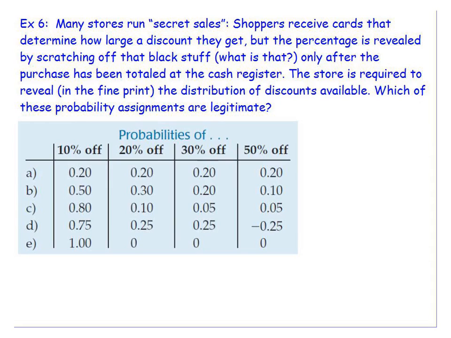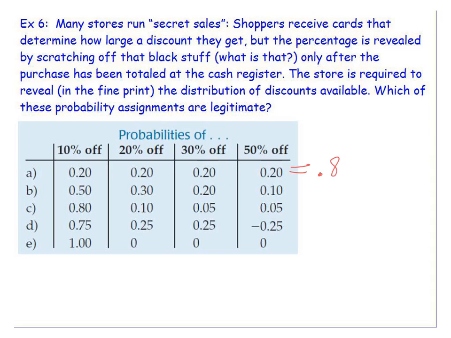So the probabilities, you either are going to get a 10% off, 20% off, 30% off, or 50% off discount. If you look at option A, 10% has a probability of 0.2, 20% 0.2, 30% 0.2, and 50% 0.2. Well, here's the problem with A. 0.2 plus 0.2 plus 0.2 plus 0.2 is equal to 0.8.